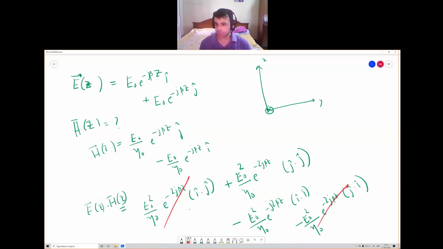And j dot j is 1 and i dot i is also 1, so they also cancel. This is 0. So they are indeed perpendicular to each other. So the first condition is satisfied: E and H are perpendicular to each other. Is it okay?